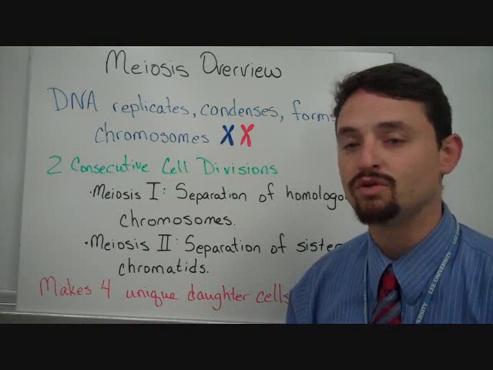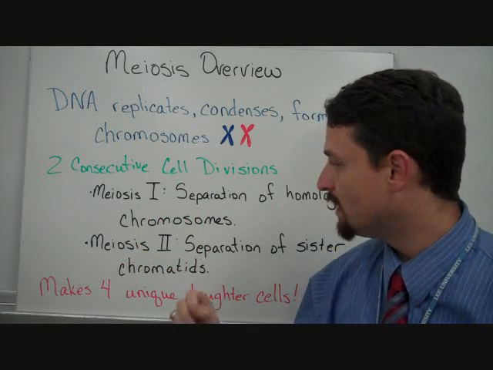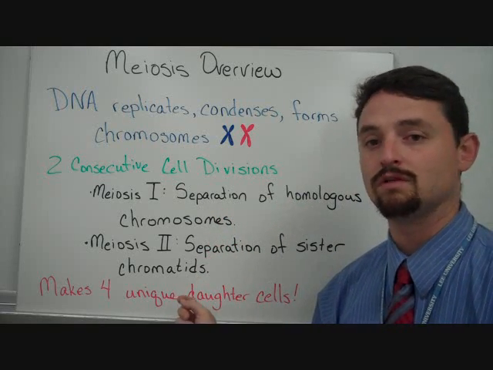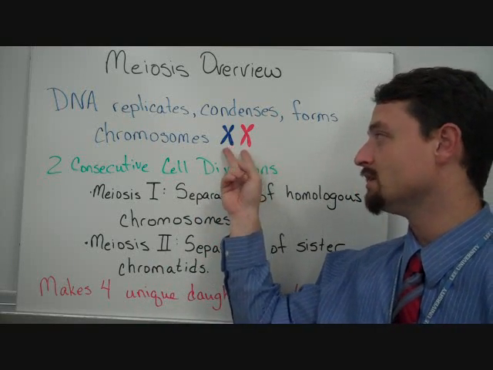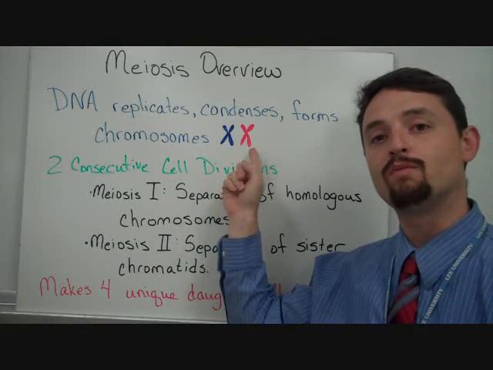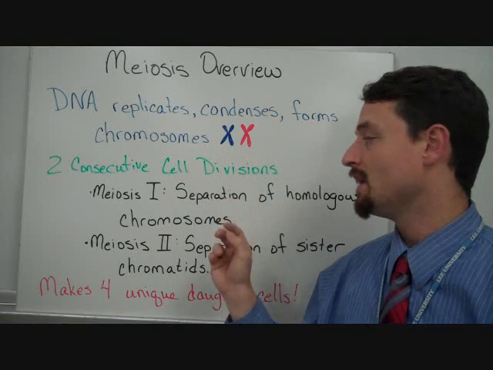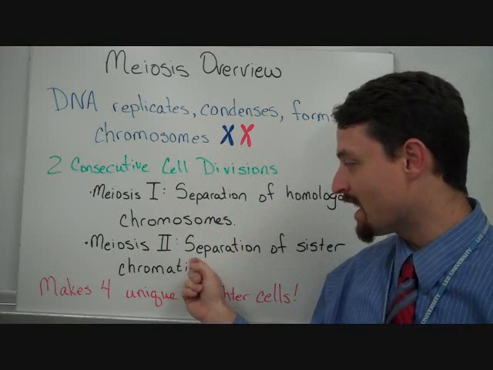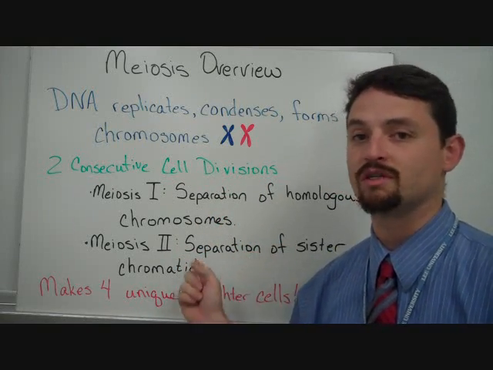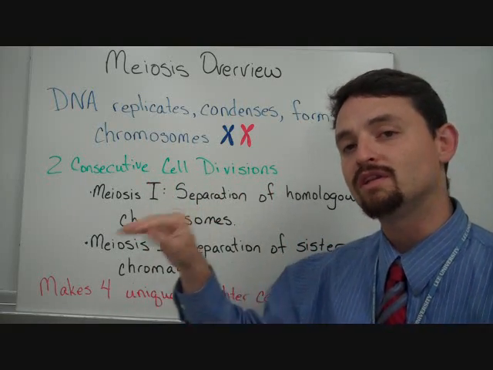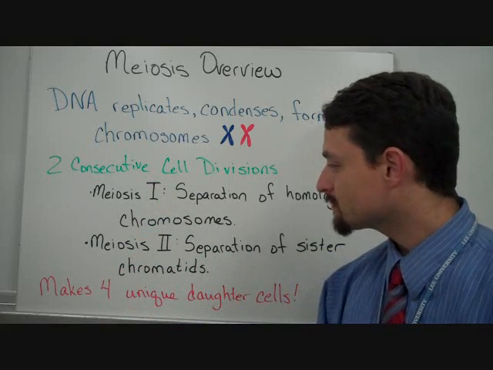There are 2 consecutive cell divisions that take place in meiosis. So we break it into 2 chunks, meiosis 1 and meiosis 2. In meiosis 1, you have a separation of the homologous chromosomes. So these guys right here, meaning one came from mom, one came from dad, will come beside each other and they will separate in meiosis 1. The second thing that happens is the separation of the sister chromatids. So that's where the X will actually divide apart and split apart. And we're going to see that in the diagrams to come.